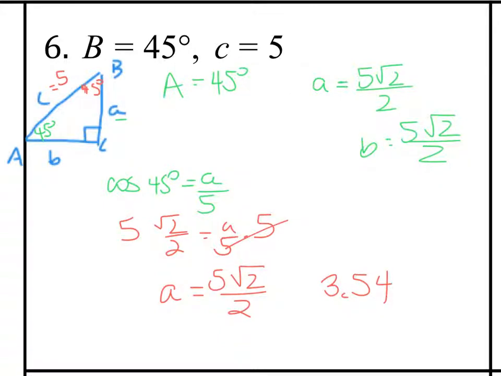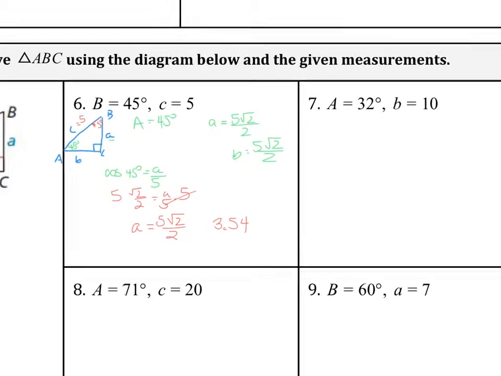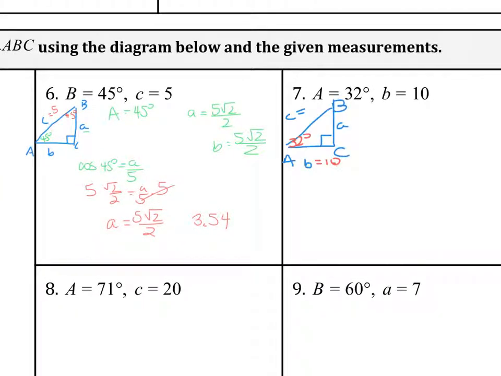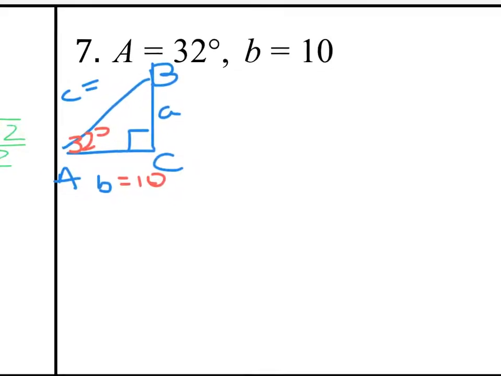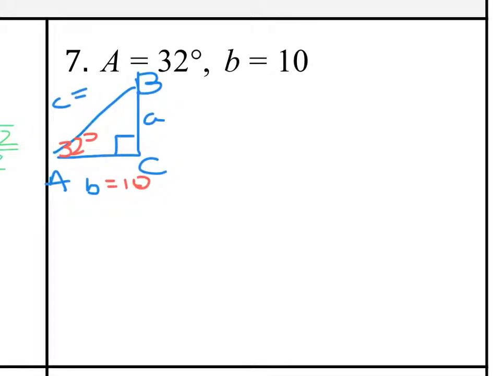Okay, so let's try the next example, 7. I drew my little triangle first, and we labeled what we know. We know A is 32 degrees, and lowercase b is 10. So we need to find out what angle B is. To find angle B, you take 90 degrees minus 32 degrees, and so angle B would equal 58 degrees. Okay, so that is B.